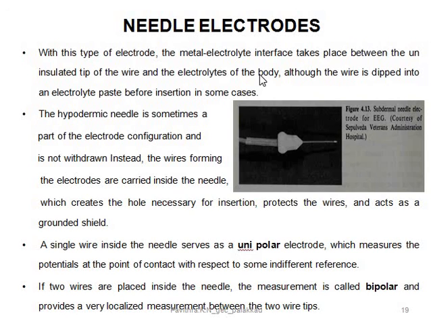Okay, so a metal electrode interface takes place through this uninsulated tip of the wire, or the needle portion, and this tip of the wire is dipped into the electrolyte paste or the body fluid. In some cases the metal tip, that is the needle, is inserted into an electrolyte paste such as gel before insertion into the body skin, for protection purposes.